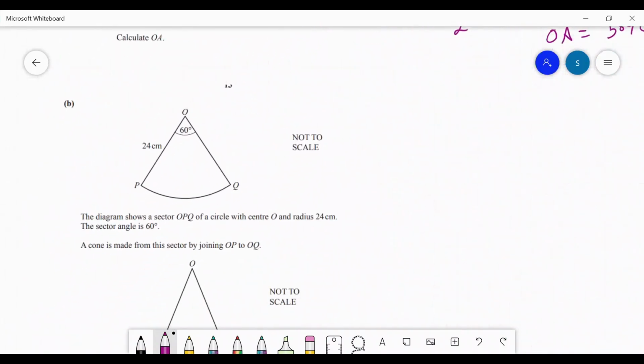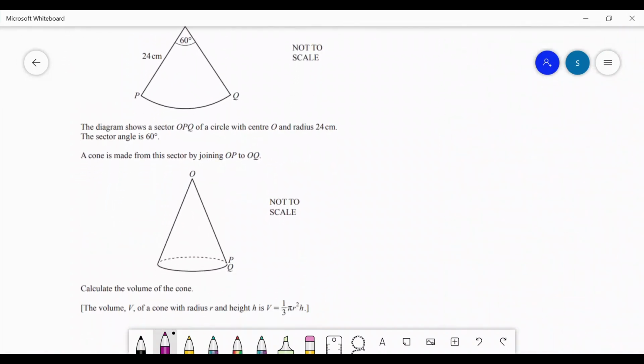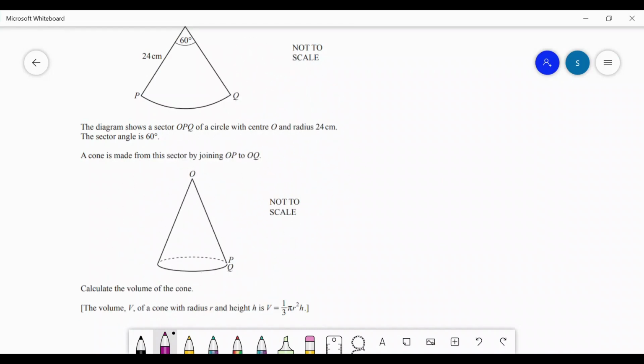Next up, we have the diagram shows a sector OPQ of circle with center O and radius 24 centimeters. The sector angle is 60 degrees. And with this, they've made a cone. So using this sector, they've made a cone out of it. So when you do that, obviously the curved surface area of the cone is equal to the surface area of the sector, right? So we're just going to use that logic.